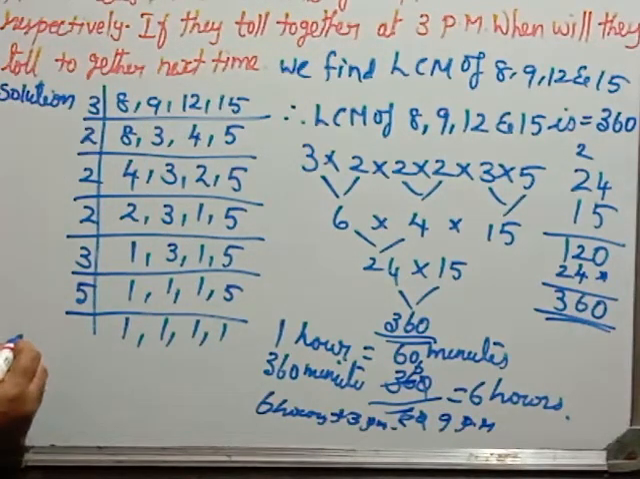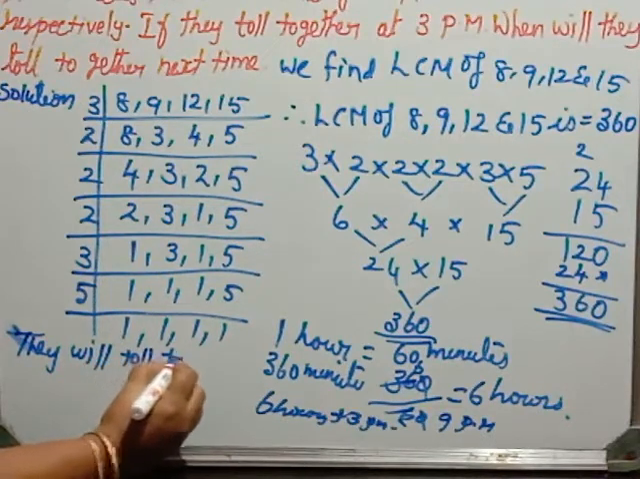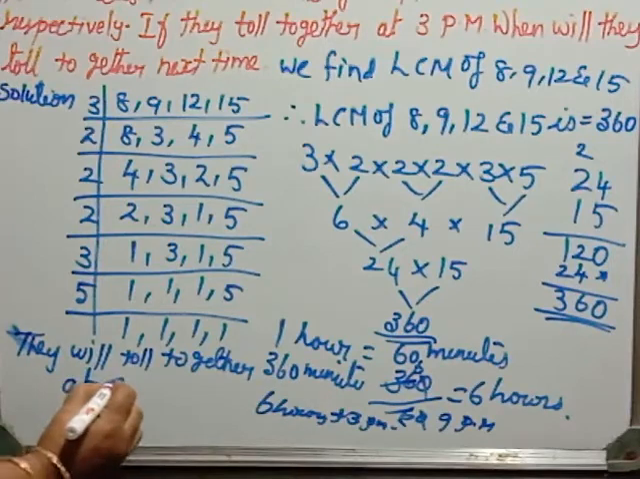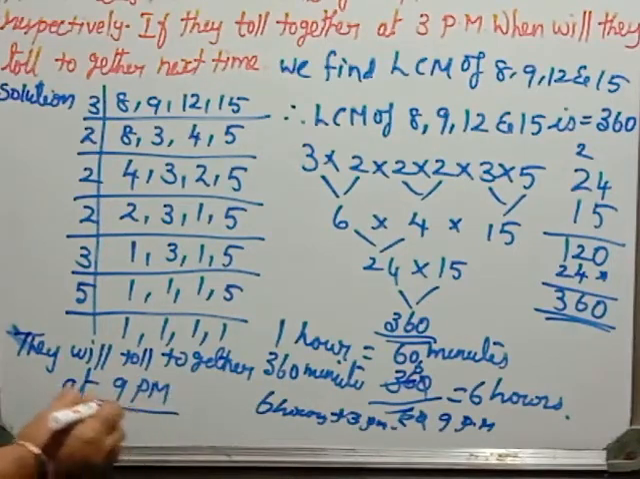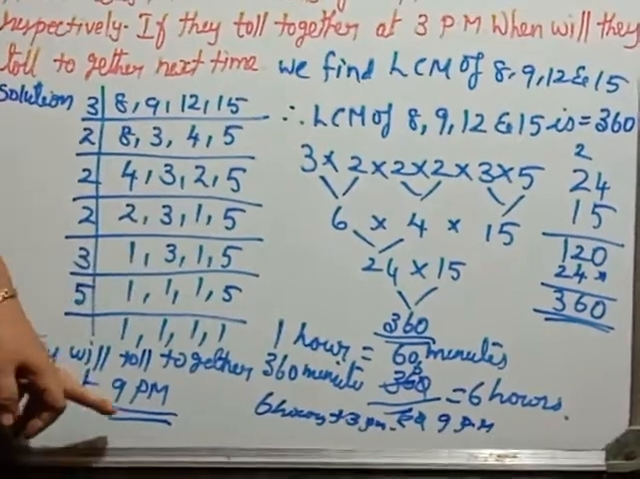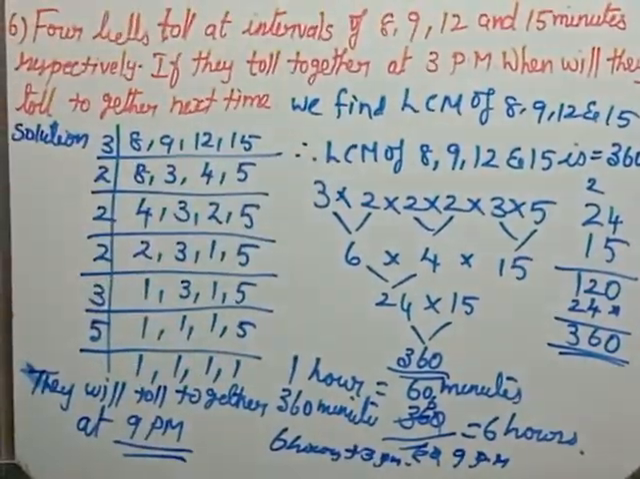So they will toll together at 9 p.m. They toll together at 9 p.m. After 6 hours, it will become 9 p.m. So all the bells toll together at 9 p.m.